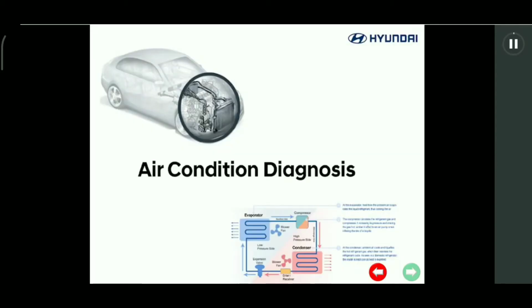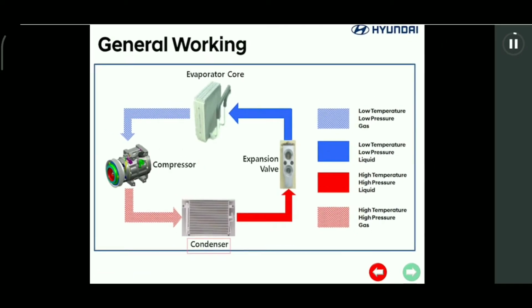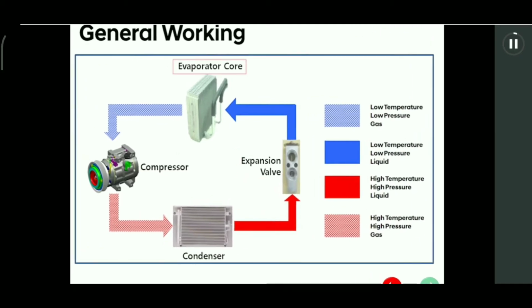Hello all. In this video, we are going to see about air conditioning systems working and diagnosis. General working: the major components are compressor, condenser, expansion valve, and evaporator core.